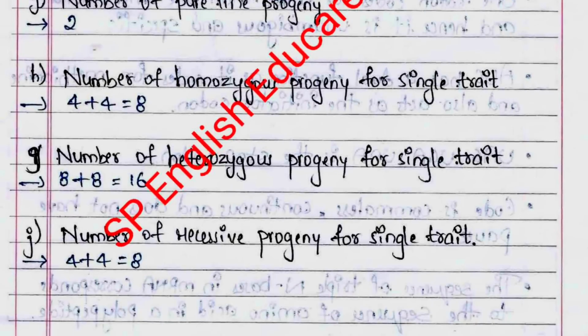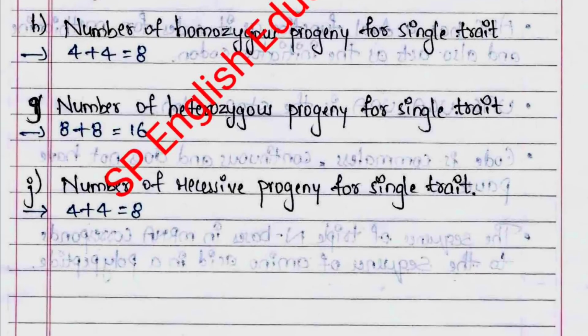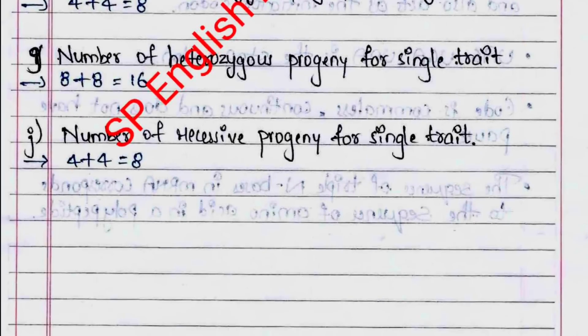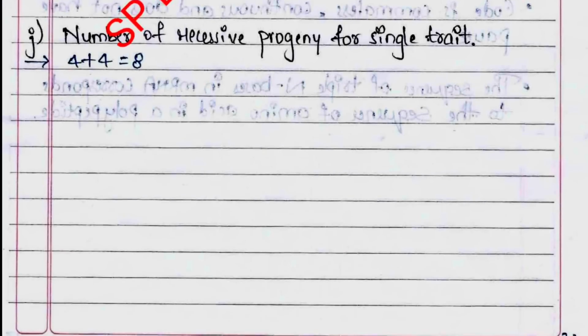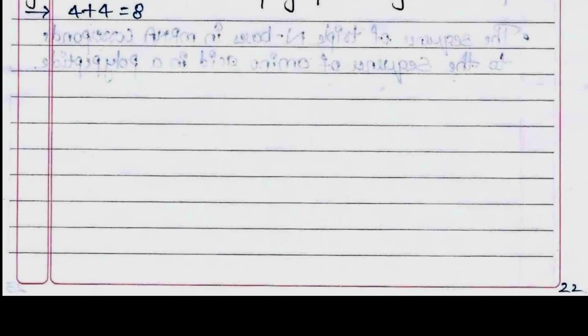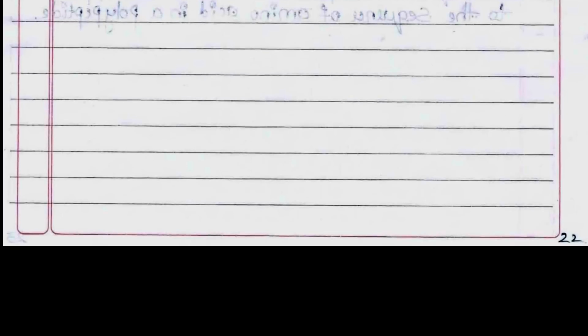H. Number of homozygous progeny for single trait, and the answer is below. I. Number of heterozygous progeny for single trait, and the answer is below. J. Number of recessive progeny for single trait, and the answer is below.